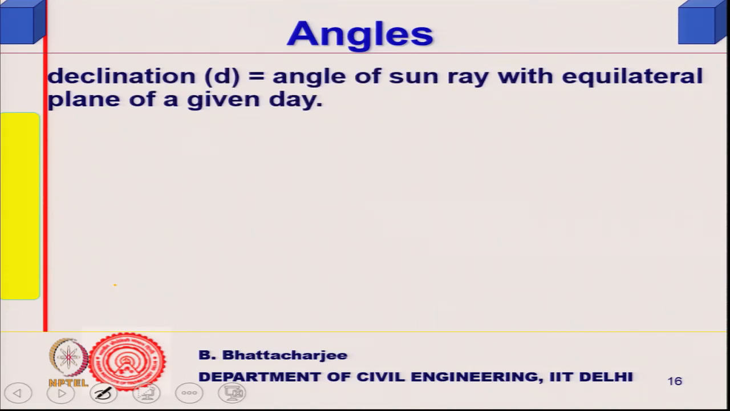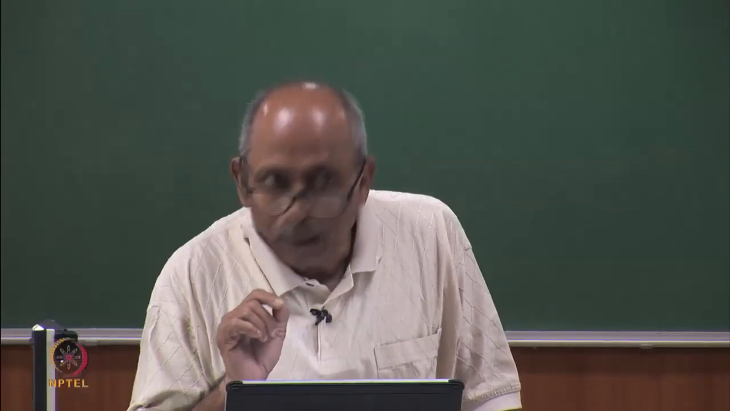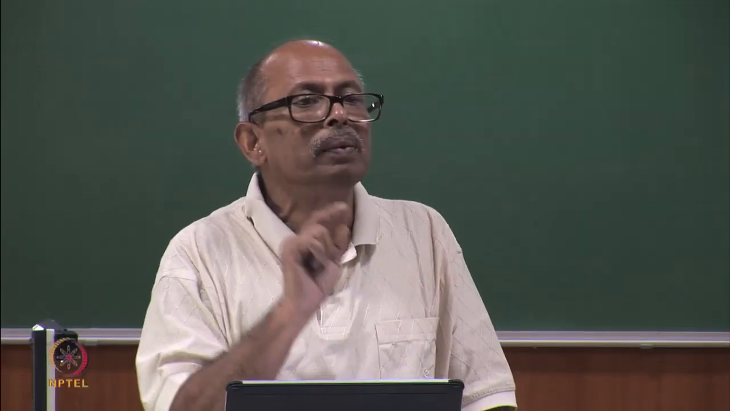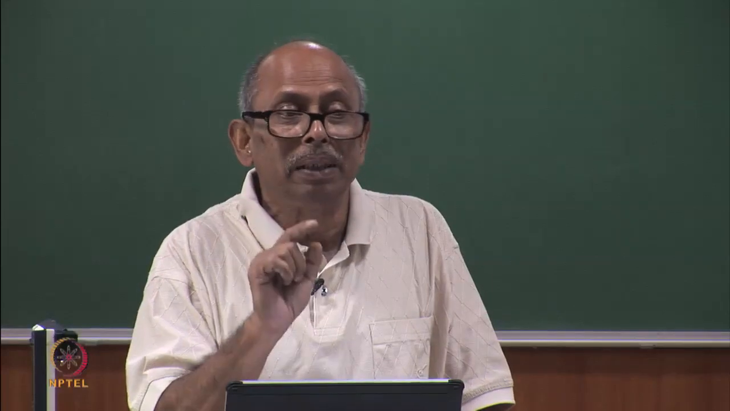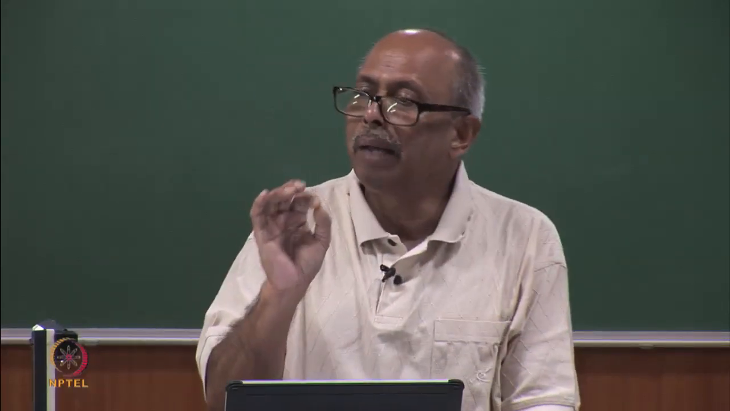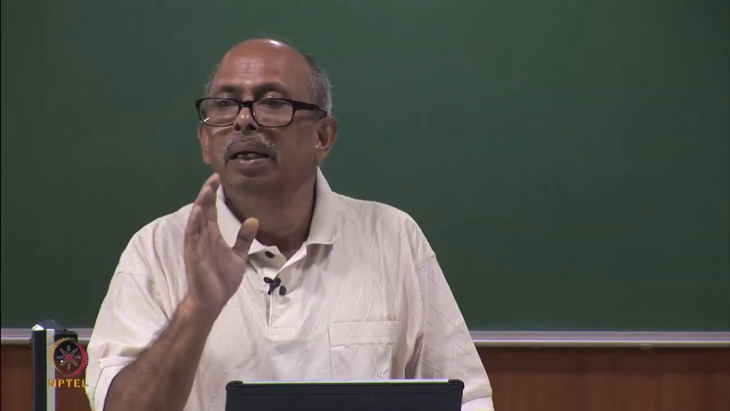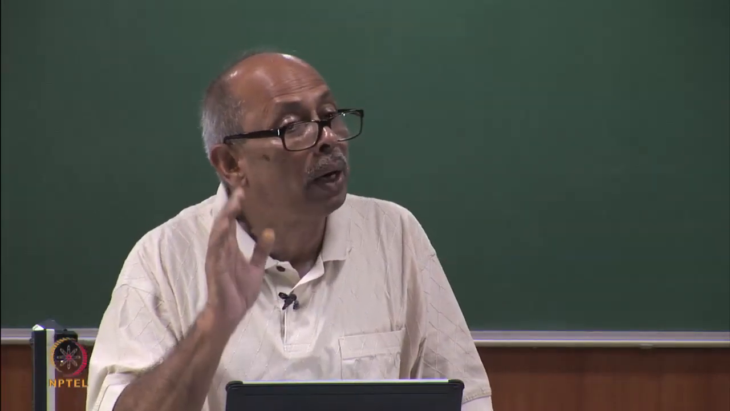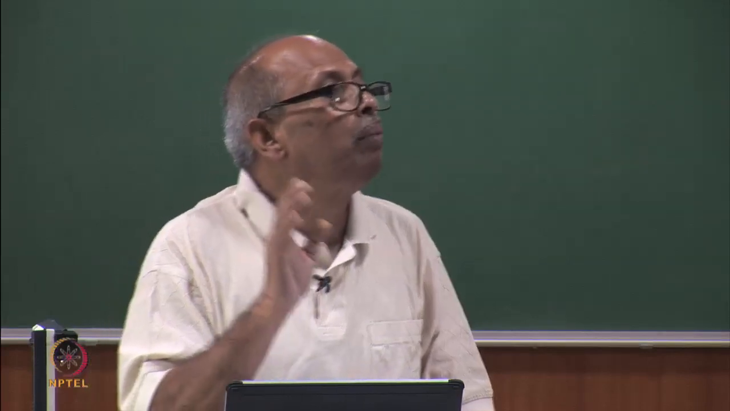Now, I said that it varies from day to day. What varies from day to day? The altitude angle from an azimuth angle, or it also varies from time to time of the day. Now, let us say at a given time of the day, 12 noon. What is 12 noon solar time?